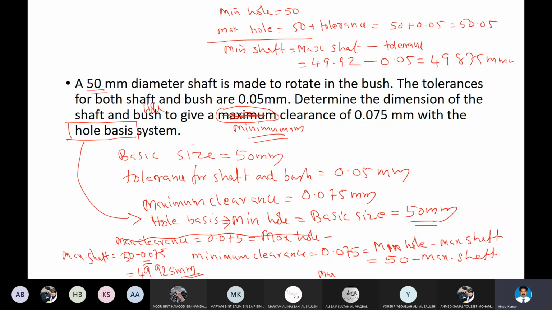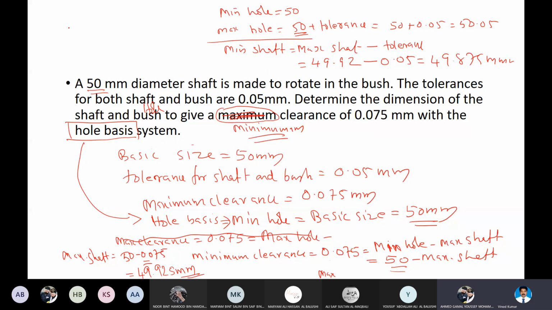From this equation, minimum clearance is equal to minimum hole minus maximum shaft. We get the minimum hole as 50 because of the basic size. Maximum shaft, we get it. If you have the maximum shaft and minimum hole, just add or subtract the tolerance. The maximum hole is minimum hole plus tolerance. Similarly, maximum shaft is minimum shaft plus tolerance. Depending on that, we get the values.